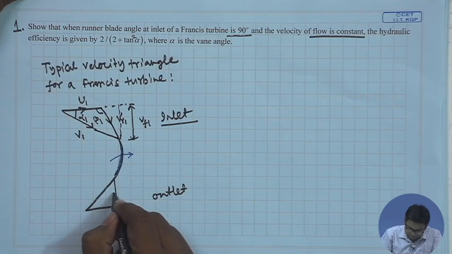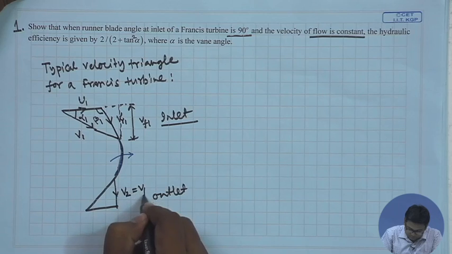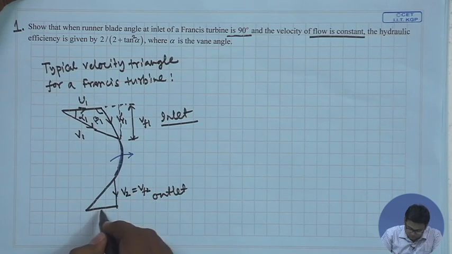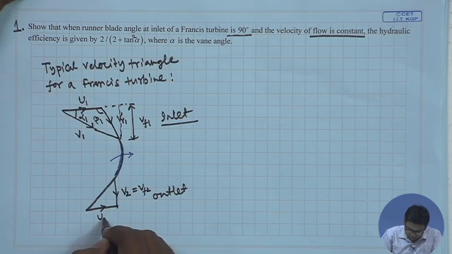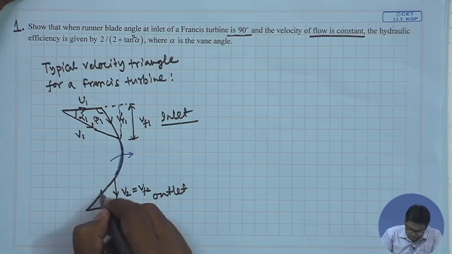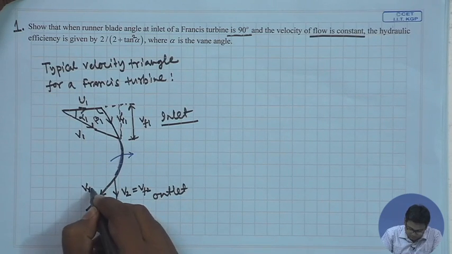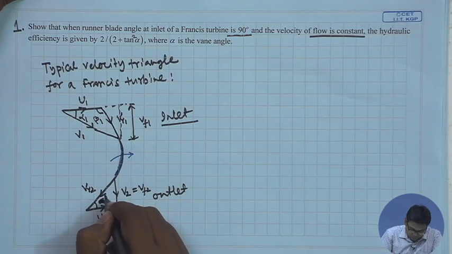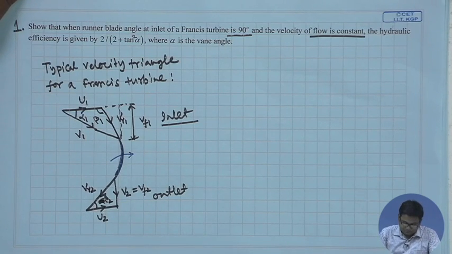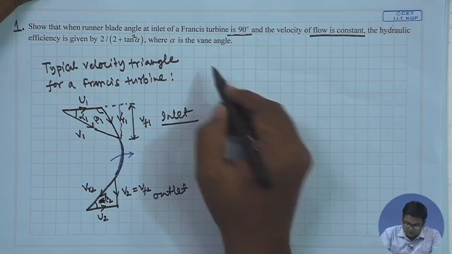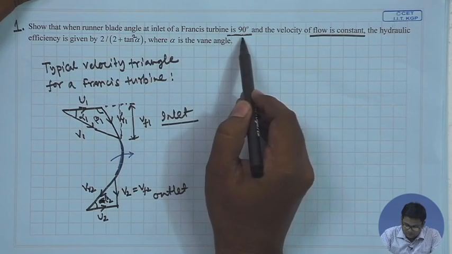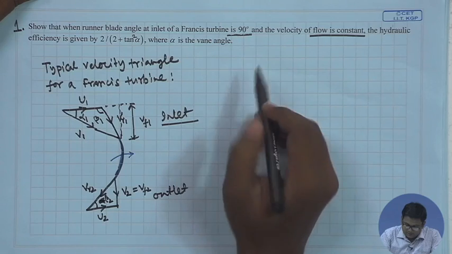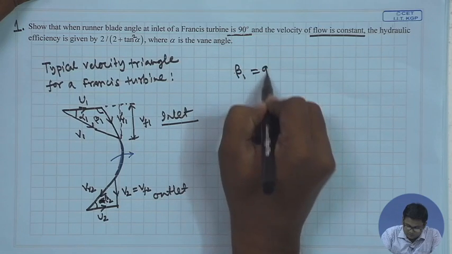At the outlet, fluid leaves radially. So, V 2 is V F 2. This is the tangential velocity of the runner blade at outlet and this is the radial velocity of the fluid at outlet. And this angle can be termed as beta 2, which is the exit blade angle. Now, in this particular case for the Francis turbine, the inlet blade angle is 90 degrees. So, beta 1 is 90 degrees.